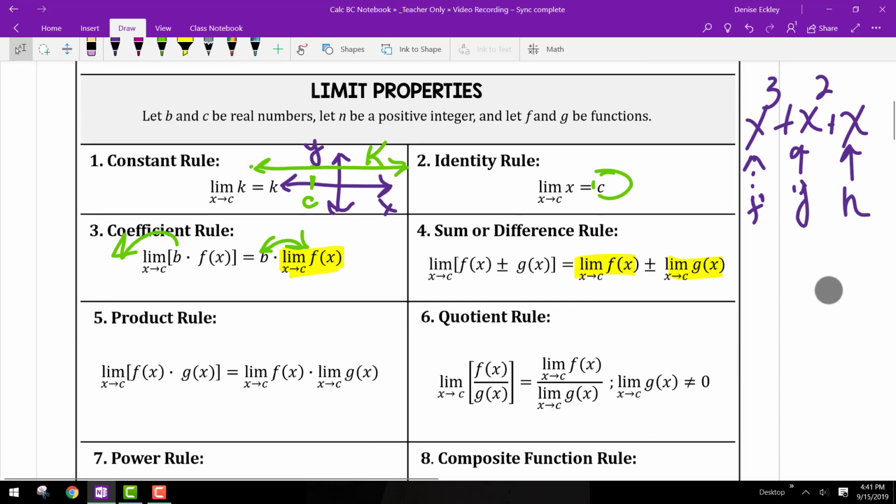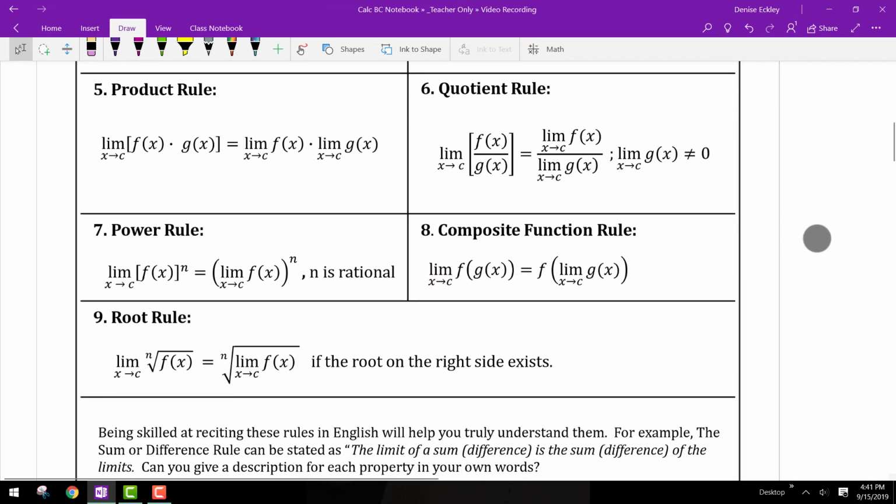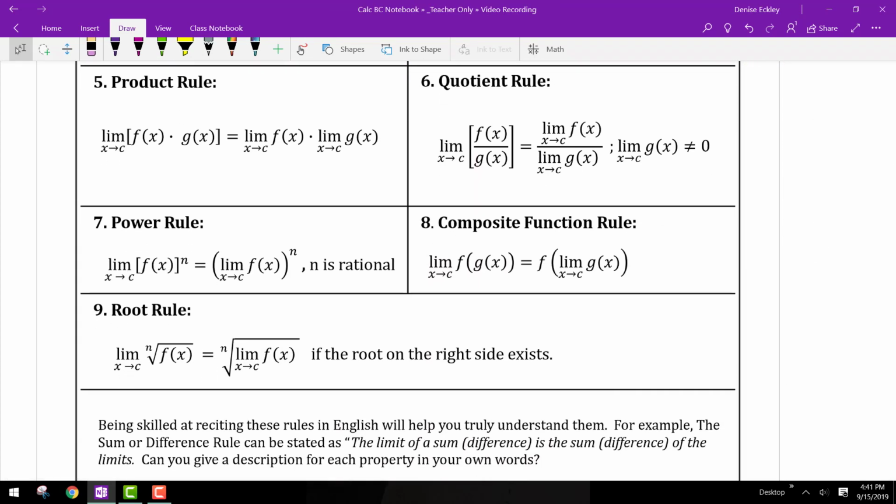Okay, the next couple properties, we have the product rule and the quotient rule. So it's the same idea as the sum and difference rule. You're multiplying two functions together, f and g, and taking the limit of that as x approaches c. What you can do instead is first take the limit of f and then take the limit of g as x approaches c and multiply them together after you take the limits.